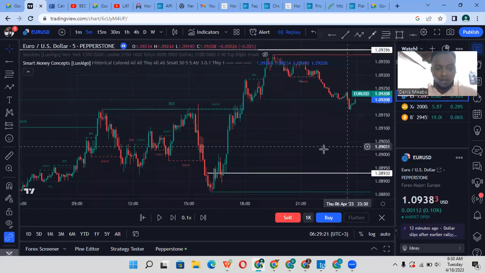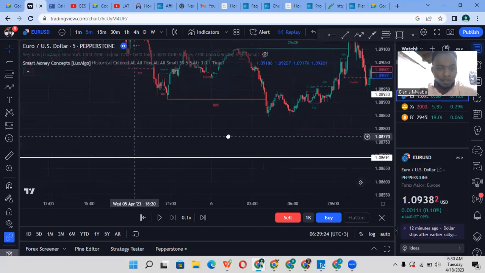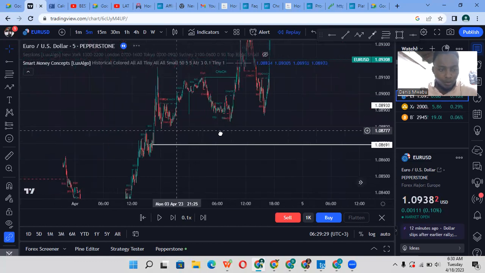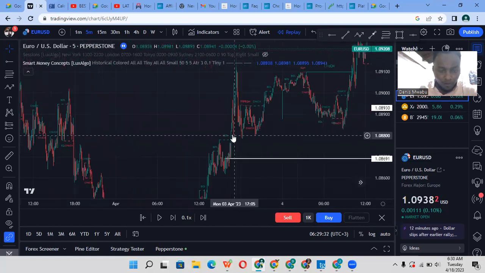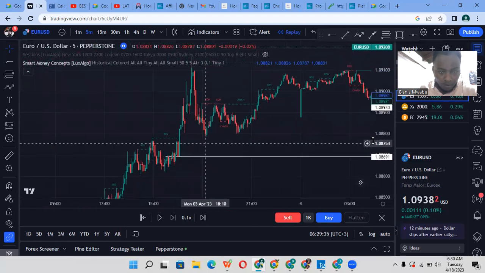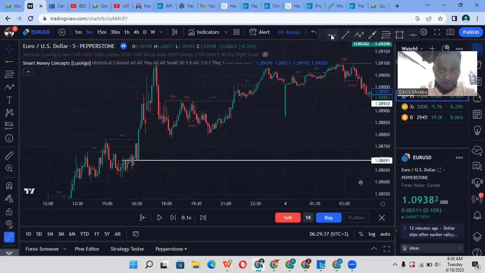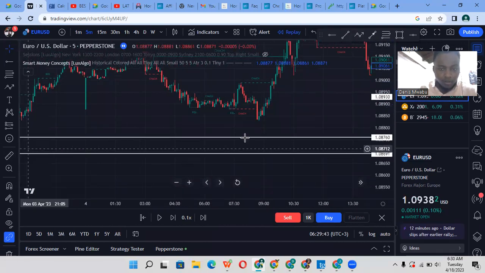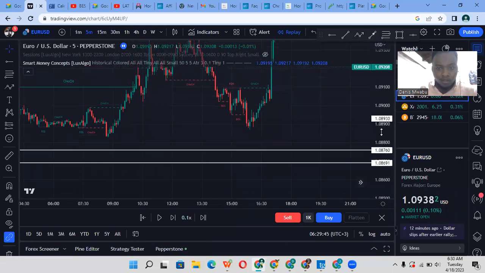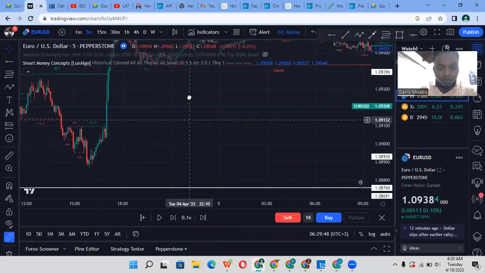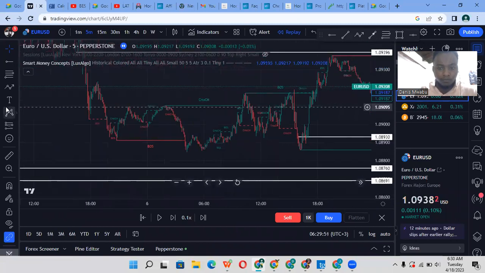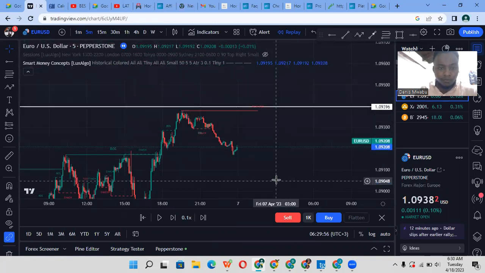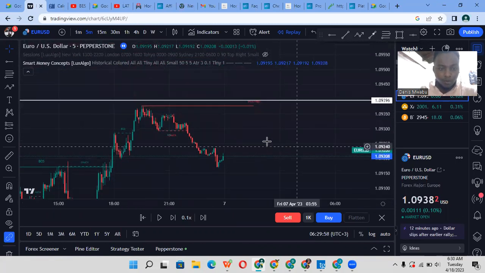So I think I've already identified my entry points. The 5 minutes time frame. Let's put the exact candle that caused this. The exact candle that caused the break of structure. So we have that void there. Right.